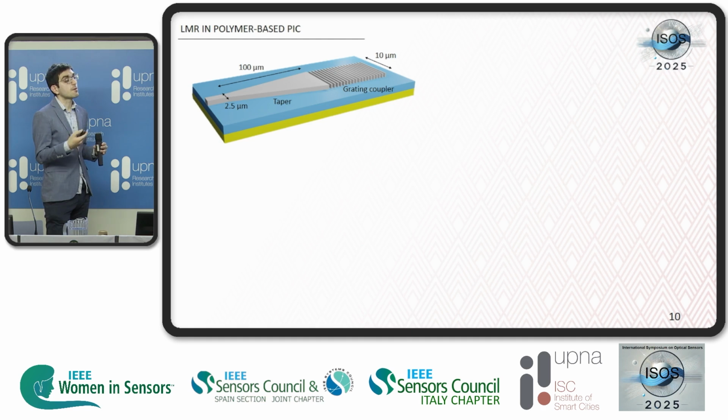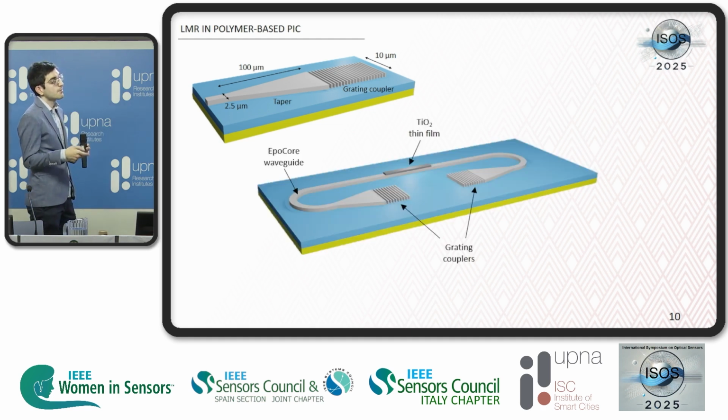But if you use a uniform grating coupler, you have to use a taper. So the final design would be something like this. Here you have the grating couplers, you have the section with the titanium dioxide thin film, and the section without thin film.